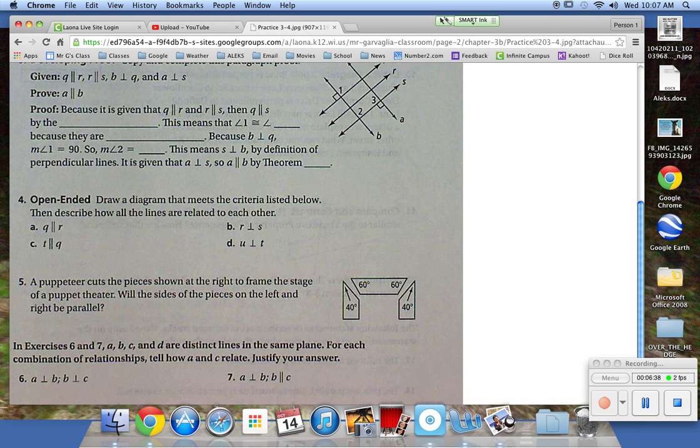Parallel. Why wouldn't they be parallel? What do the two angles add up to? 40 plus 60? That's 100. And if you had two angles at 100 degrees, would they be parallel? No, because they'll touch sooner or later. Yeah, they're not parallel.